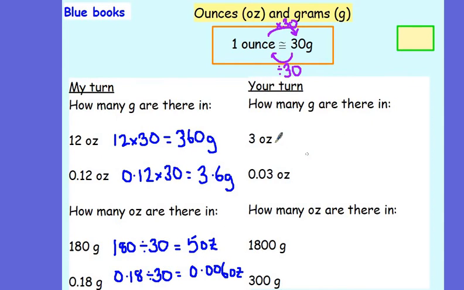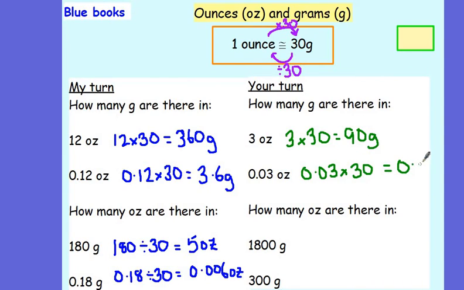Okay, let's go through the answers. For the first one, we need to multiply by 30. 3 times 30 gives me 90 grams. For the second one, we've just moved our numbers 2 places along our place value table. So I've now got 0.03 times 30, which gives me, move the numbers along 2 spaces on the place value table, 0.9 grams.